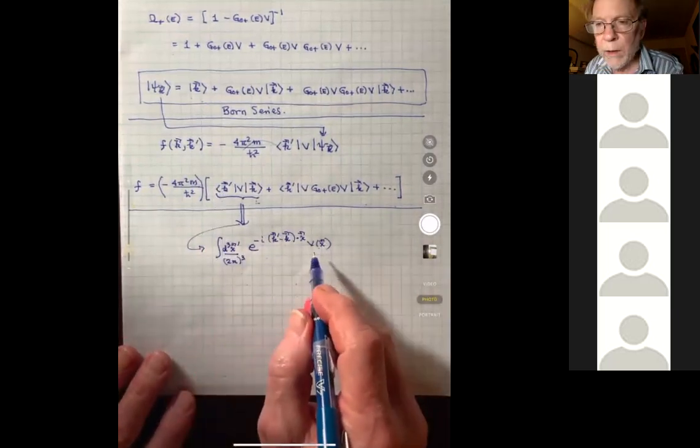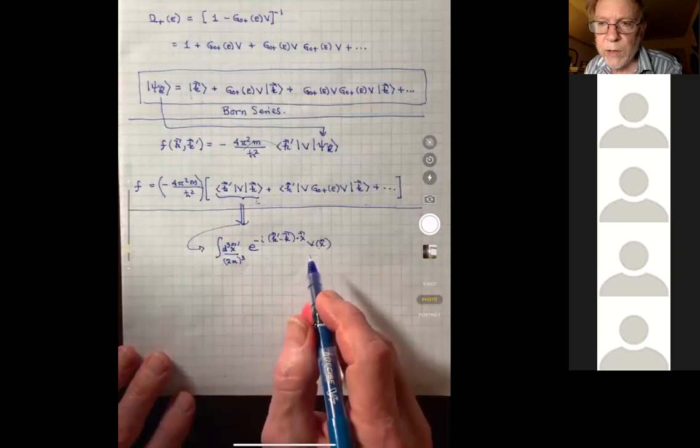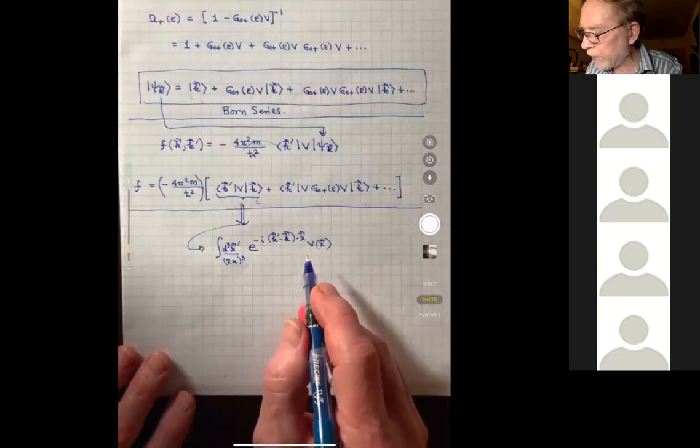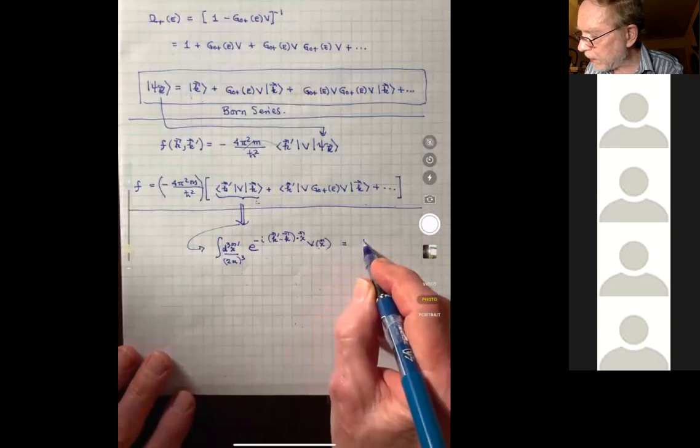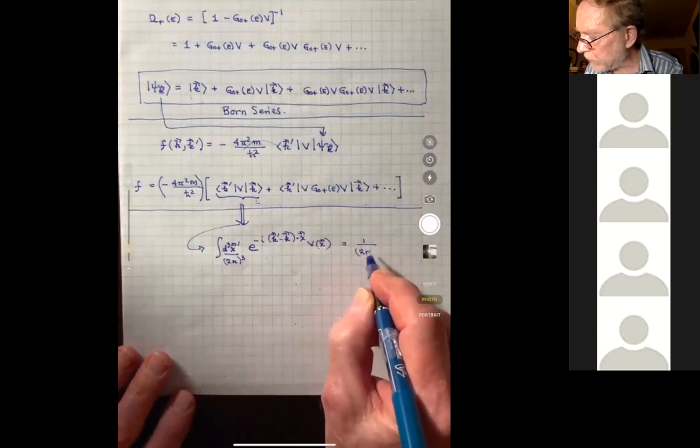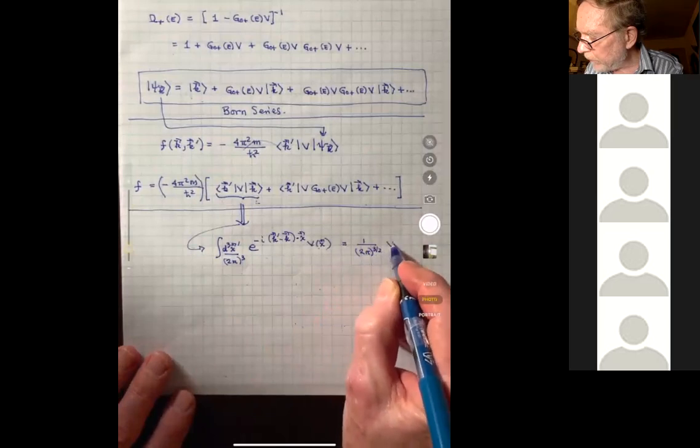However, by our conventions that we've been using in this course for the normalization of the Fourier transform, this becomes the same thing as 1 over 2 pi to the 3 halves times what we call V tilde of k prime minus k.